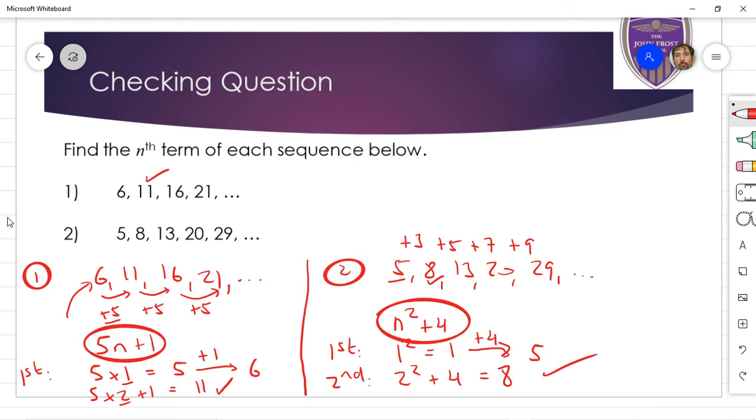In the next lesson, we'll do a whole lesson on working backwards to find the nth term. So hopefully you got it already. If not, I'll show you in the next lesson. Nice one.